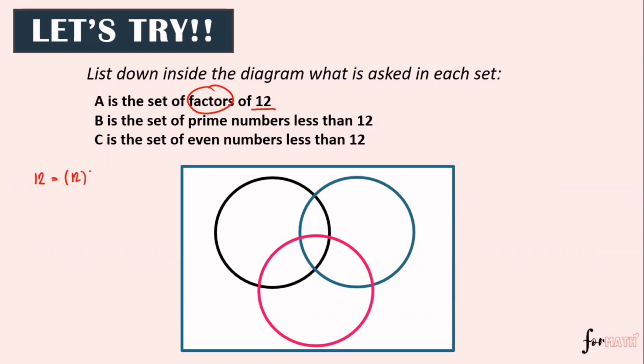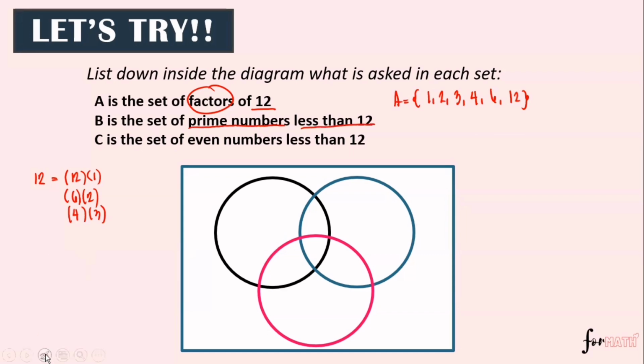We have 12 times 1. We also have 6 times 2. And then 4 and then 3. So ibig sabihin, ang mga factors natin ng 12 is our set A, which is 1, 2, 3, 4, 6, and 12. And then for the letter B, set B daw natin is the set of prime numbers that is less than 12.